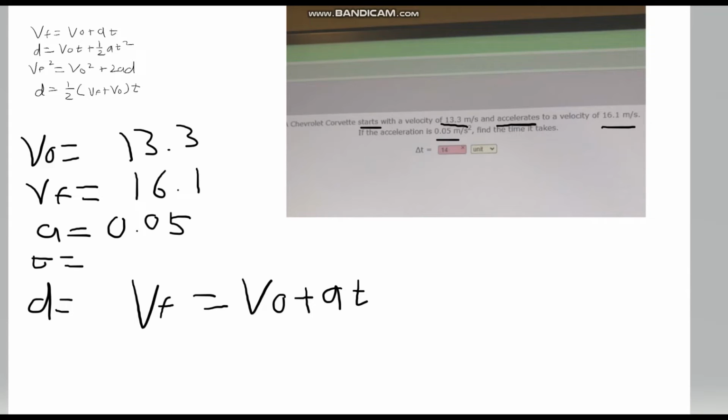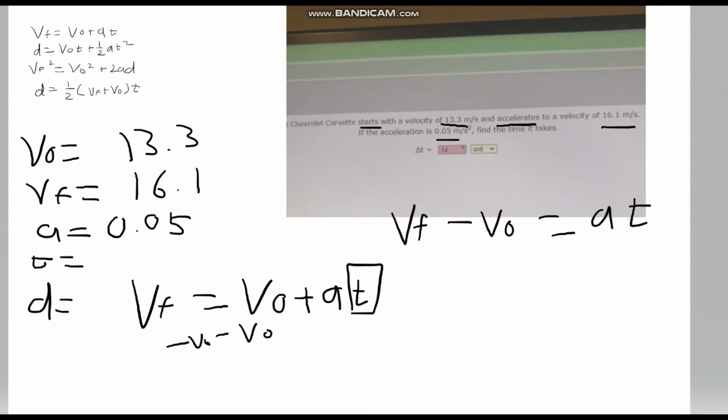So look, you want to find the time right here, right? What we can do is subtract the initial velocity from both sides. So minus v naught. And then it's going to be velocity final minus velocity initial is equal to acceleration times time. And since we have the acceleration, we can just divide both sides by acceleration, and boom, you have the time.